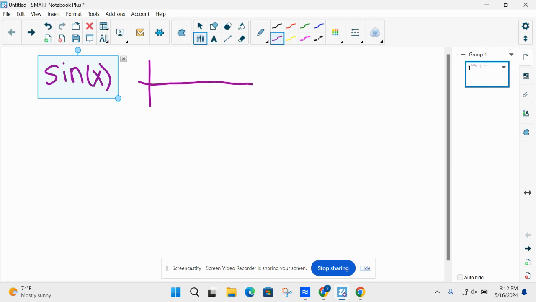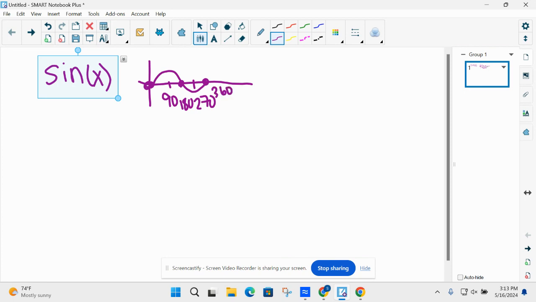So just reviewing the basic sine function, it starts at 0, max at 90, intercept at 180, min at 270, and then back to 0 at 360.